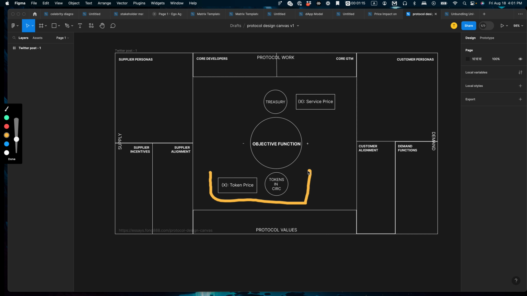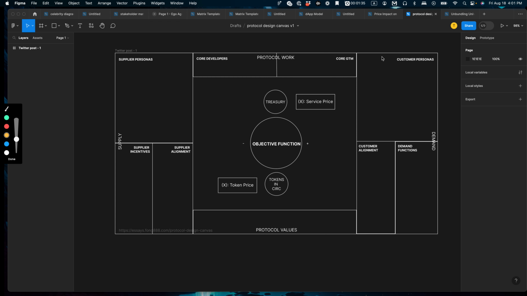And then some way to start thinking about the token price, which we know is going to be impacted by the tokens that are in circulation. And also that token price affects maybe other things. So I thought putting that in there so that we could start to draw connections and associations.